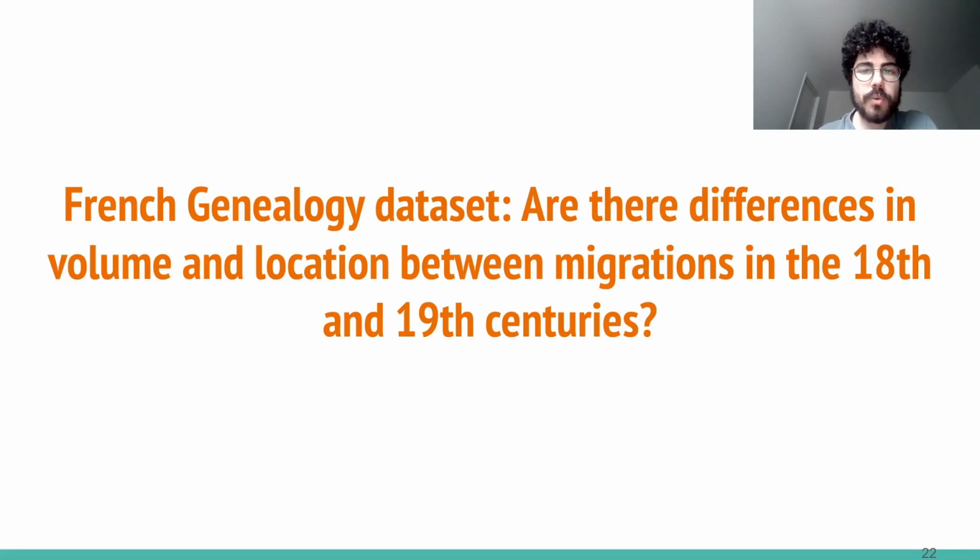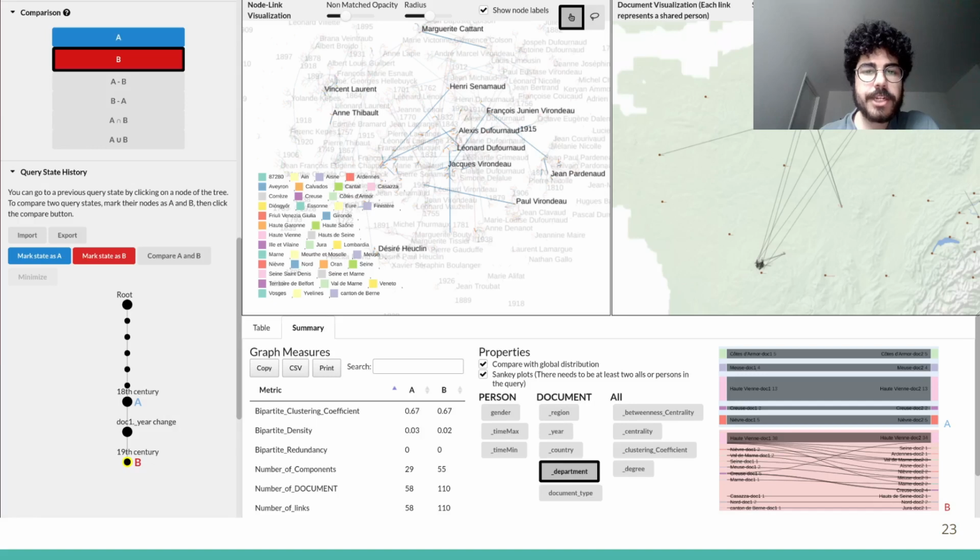Now, I will show how ComBiNet has been used to answer questions on the French genealogy datasets. The first question was to know if there were differences in volume and location between migrations in the 18th and 19th centuries. Here is the interface in comparison mode. The query A in blue corresponds to the people living in the 18th century with their birth and death certificates, while the query B in red are people from the 19th century. The comparison selection allows users to rapidly select one of the two queries, the difference, the union, or the intersection.